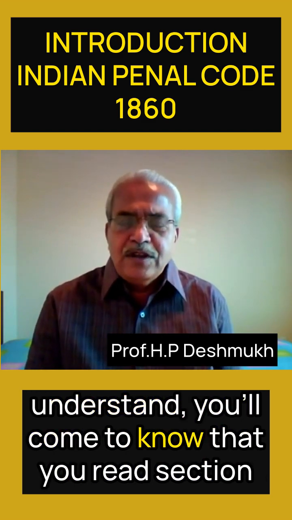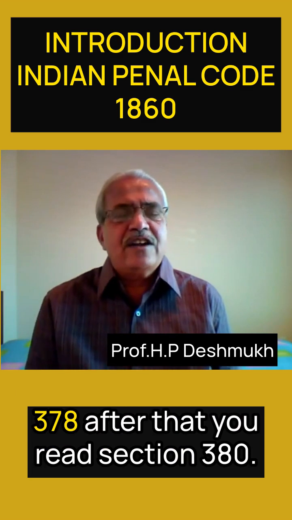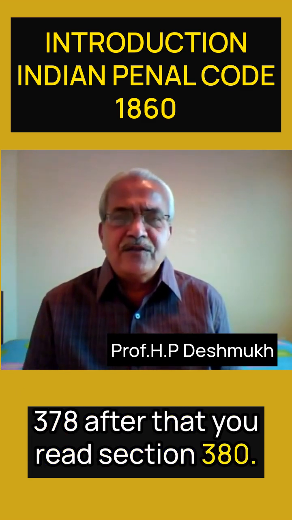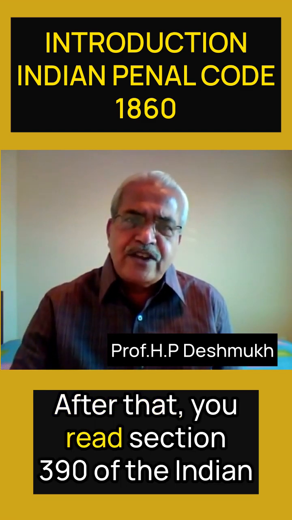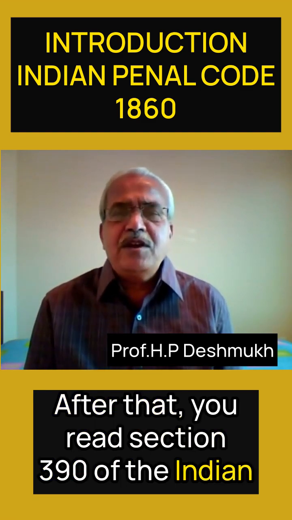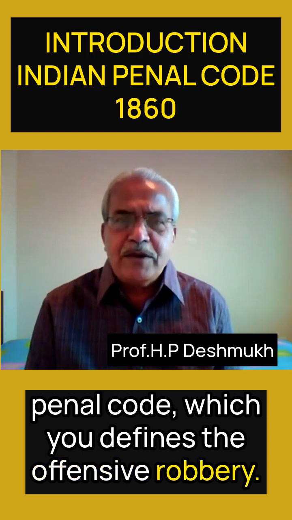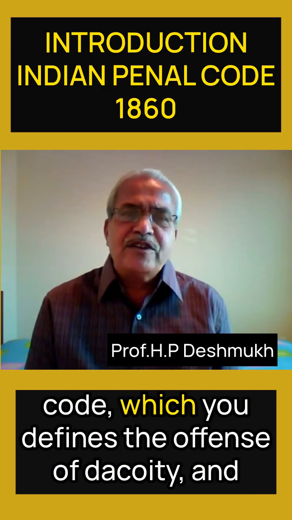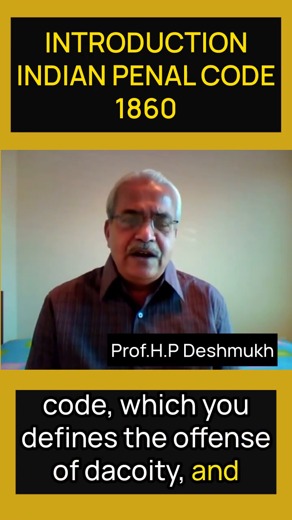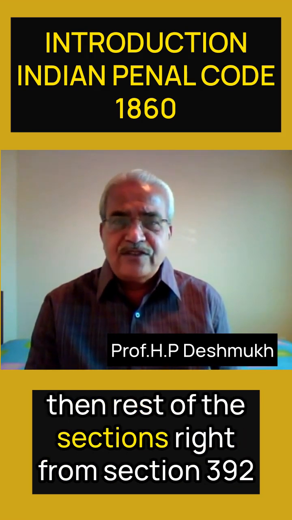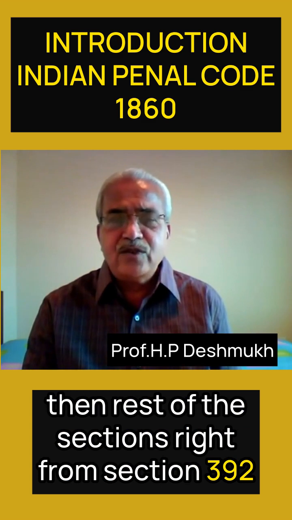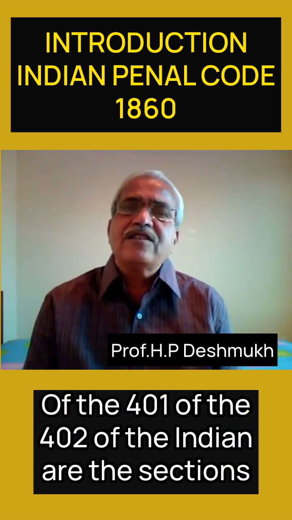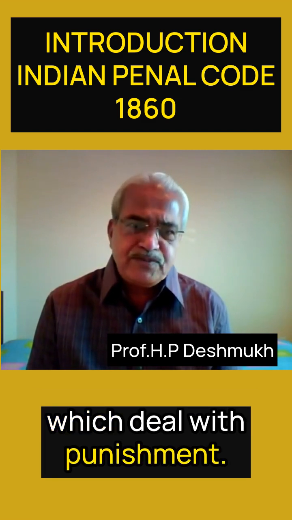you will come to know that you read section 378, after that you read section 384, after that you read section 390 of the Indian Penal Code, which defines the offense of robbery, then you read section 391 of the Indian Penal Code, which defines the offense of dacoity, and then the rest of the sections right from section 392 up to 401 or 402 of the Indian Penal Code are the sections which deal with punishment.